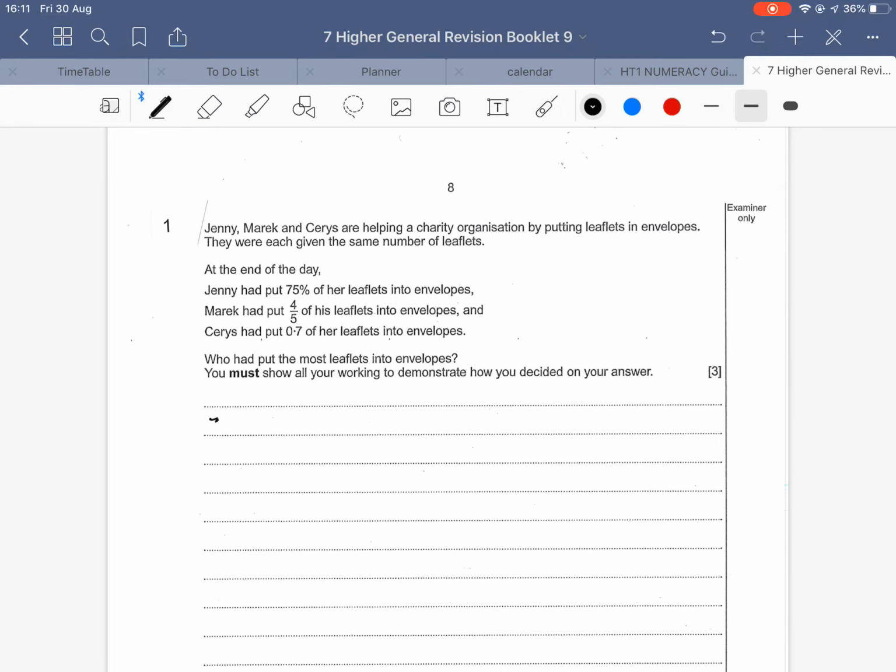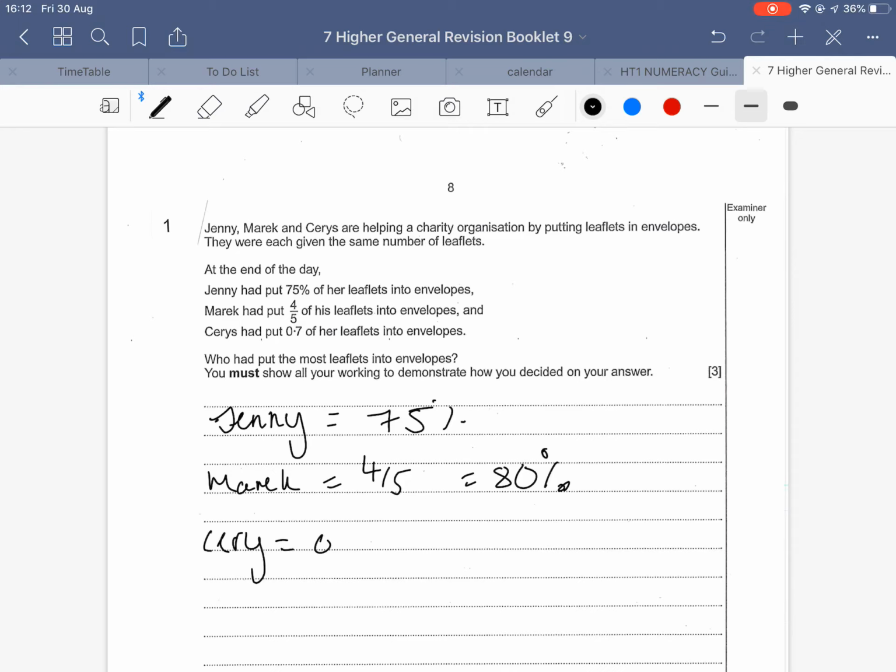So Jenny is already in percentages. So Jenny did 75%. Mark, he did 4/5. So 4/5 is the same as 8/10, which is the same as 80%. So he did a bit more. Another way to do that would be on your calculator, 4 divided by 5 and then times by 100. And Karis did 0.7. You should know how to change decimals and percentages, just times by 100, which is 70%. So we can see Mark did the most.